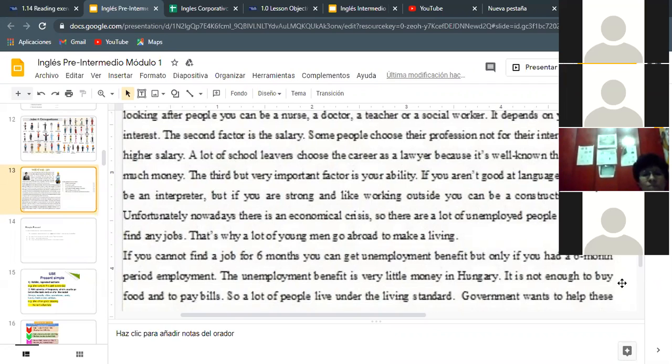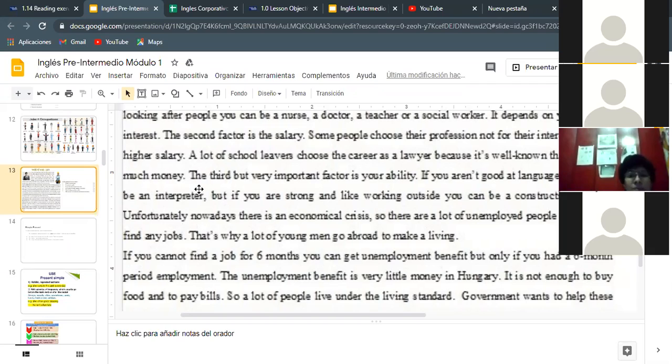It depends on your special interest. The second factor is the salary. Some people choose their profession not for their interest, but for a higher salary. A lot of school leavers choose the career as a lawyer because it's well known that they earn much money. Okay, there. Maribel, you're going to continue.